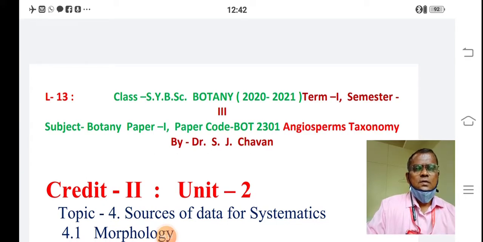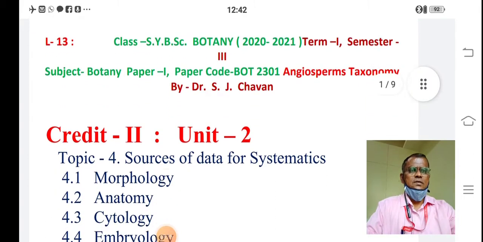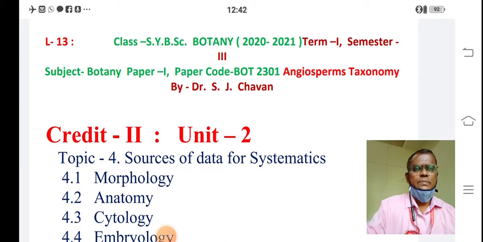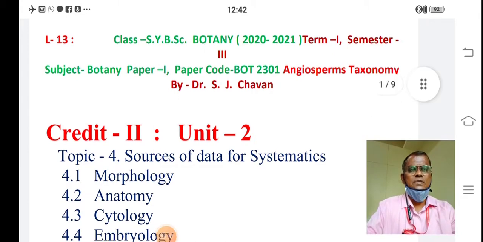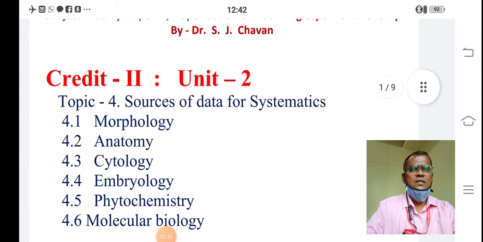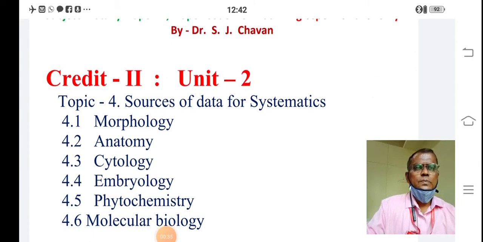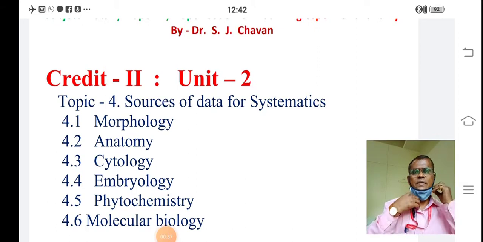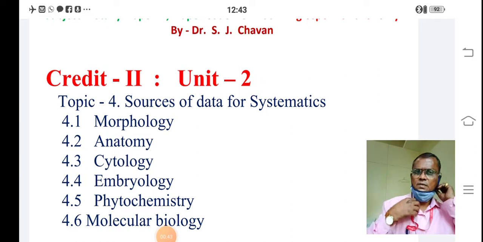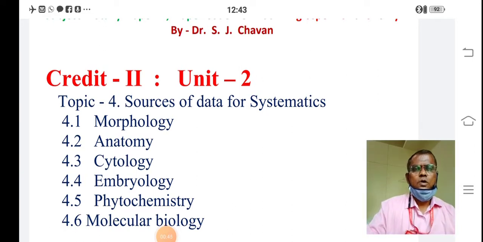So here I am starting today topic number 4, sources of data for the systematics. As per our syllabus, there are these 5-6 points. What is the meaning of sources of data for the systematics? I think you know that in FYBSc we have studied the morphology of angiosperms. So how morphology is useful in the classification system or the systematics, we just have to see with examples. We will see how it should be covered.